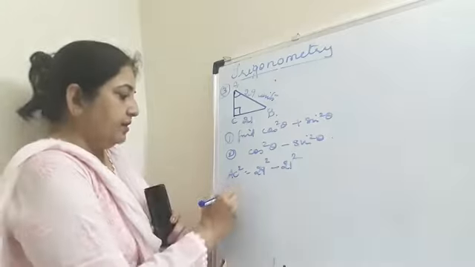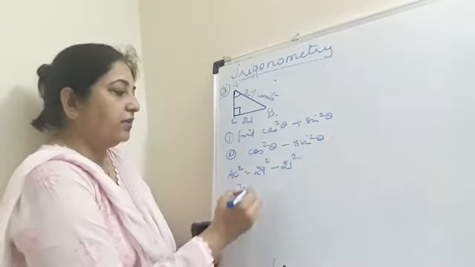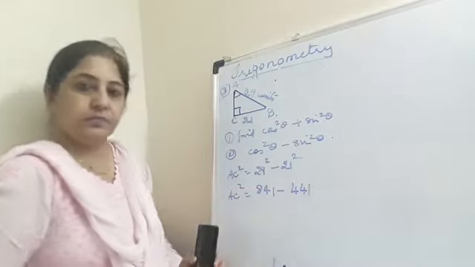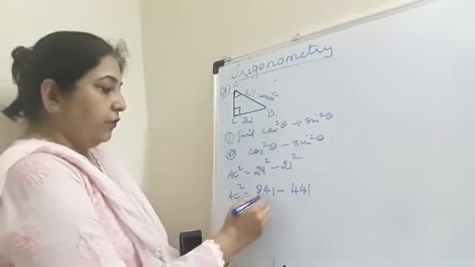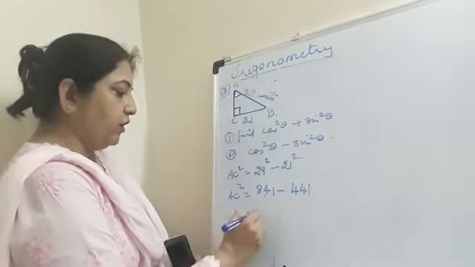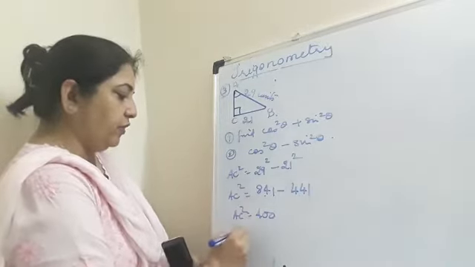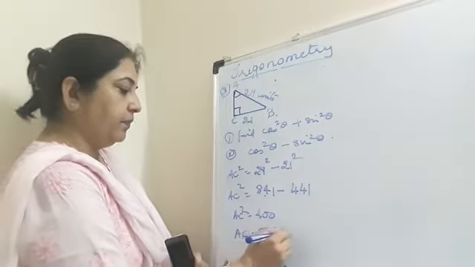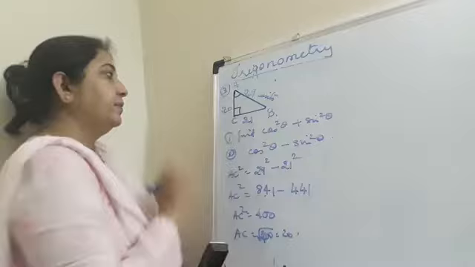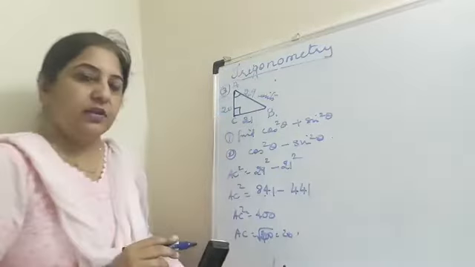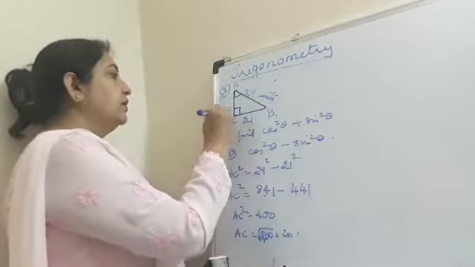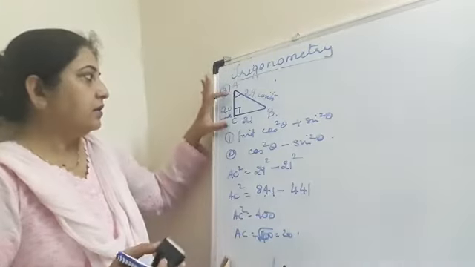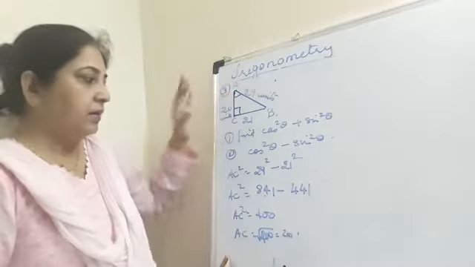Now AC square is equal to 29 square minus 21 square, which is 841 minus 441. That will give you 400, and therefore AC is equal to root of 400, which is equal to 20. So I will write here 20. AC is 20 units by Pythagoras theorem. Fine. I hope this much is clear to you: how to find the side which is unknown.